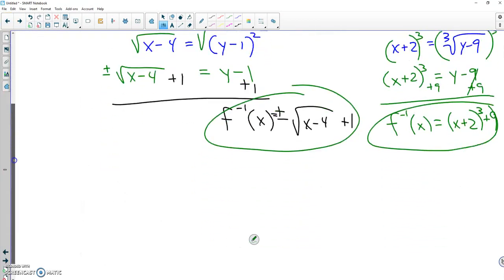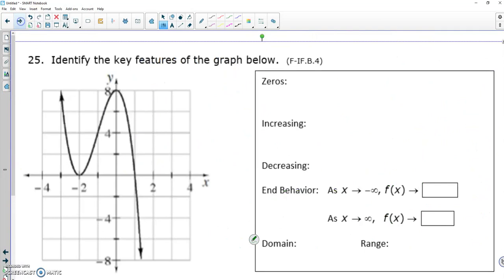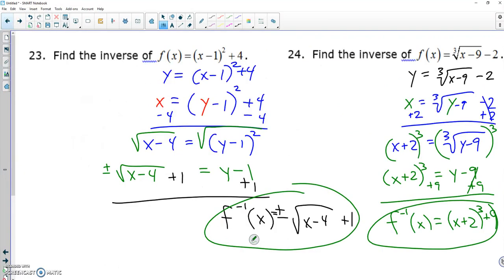I think there's some graphs somewhere around here, maybe. Nope, just kidding.